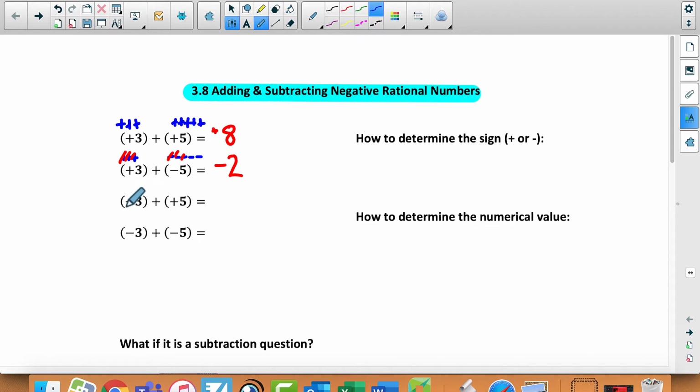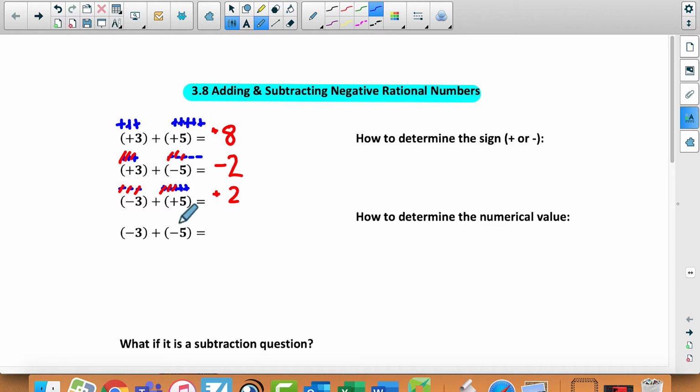So the next one, 3 negatives and 5 positives. So what do you have more of, positives or negatives? You have more positives this time. The answer is going to be positive. And how many more do you have? Again, this time you could cancel out 3 negatives with 3 positives. You have 2 more positives than negatives.